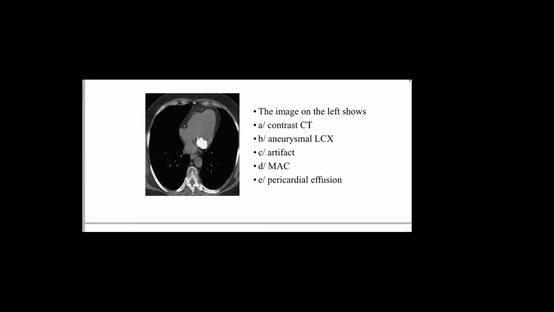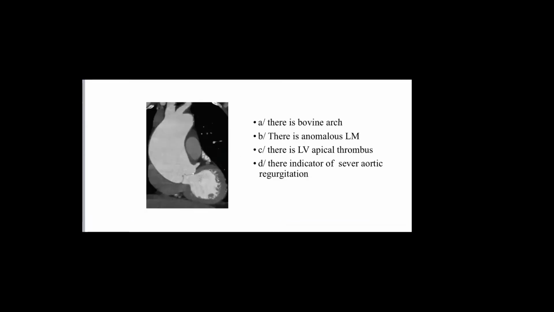Okay, now what do you think about this one? There is a bovine arch, anomalous left main, apical thrombus. There is an indicator of severe aortic regurgitation. Anybody can take this?